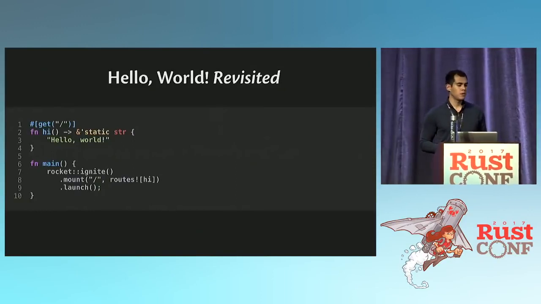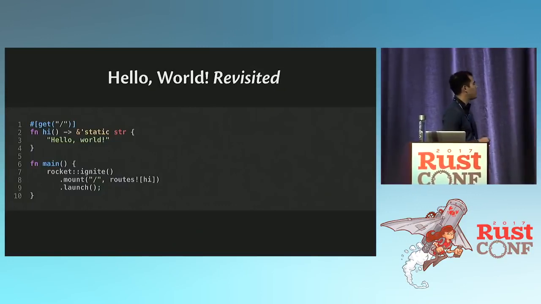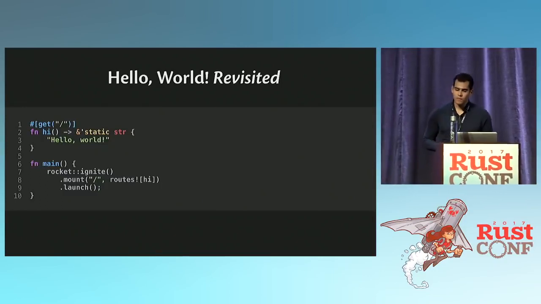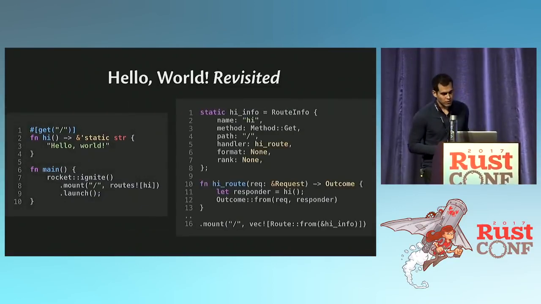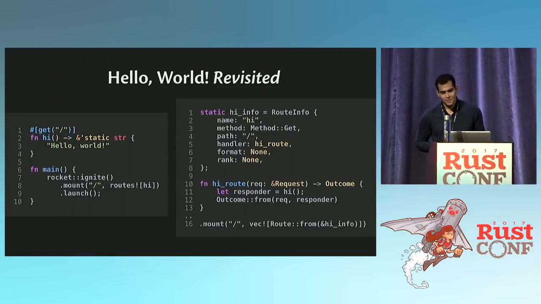Here it is. We have our route, our high route for the root path, and then we have our main function. Now, I've restyled it a bit because I need to fit code in this slide. So what code does Rocket generate when you write this program? Well, it generates this code. Great, yay. What is this? Well, let's walk through it.